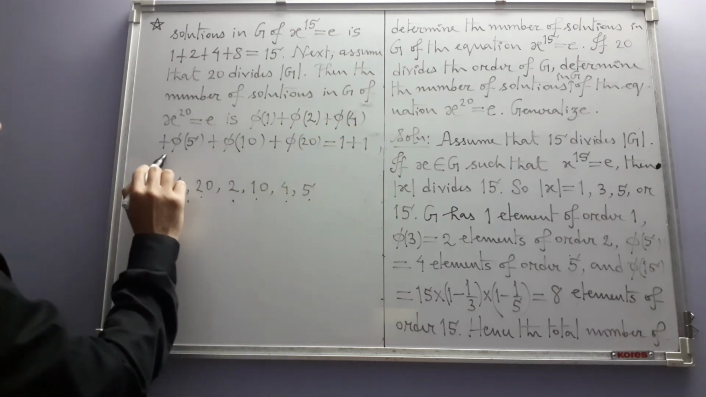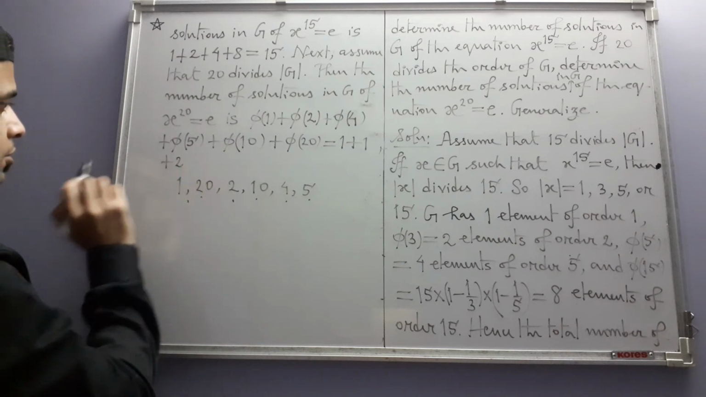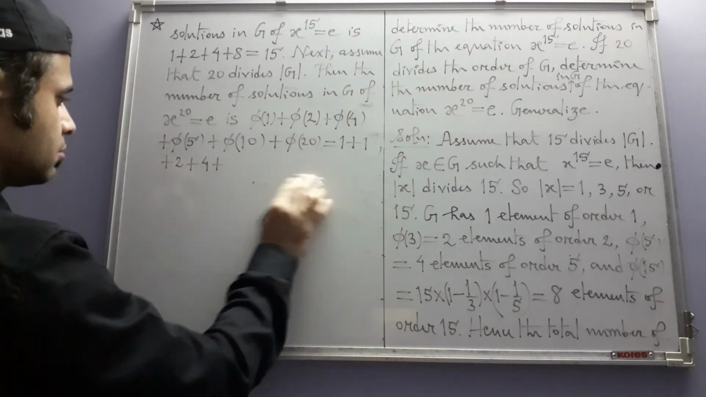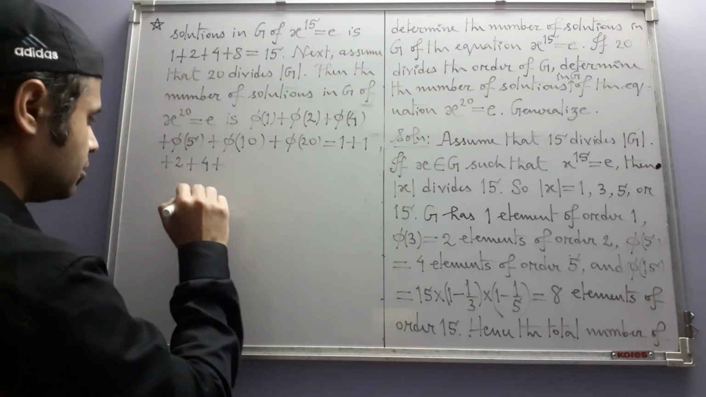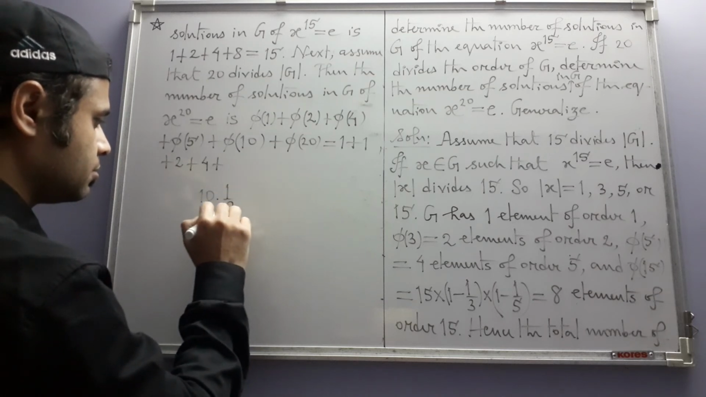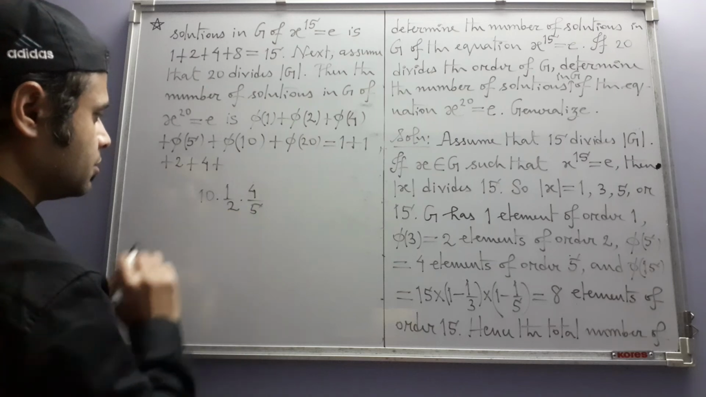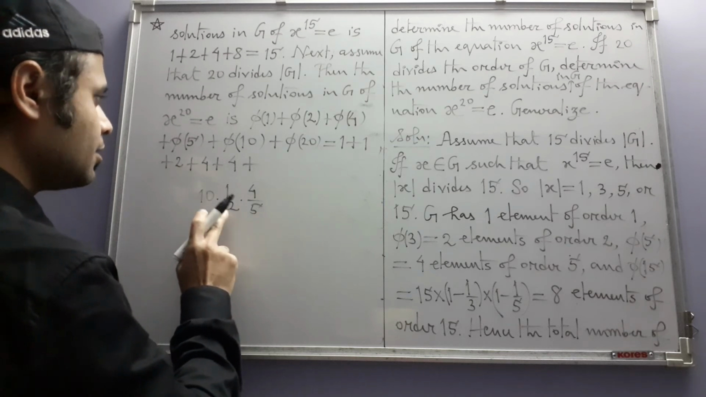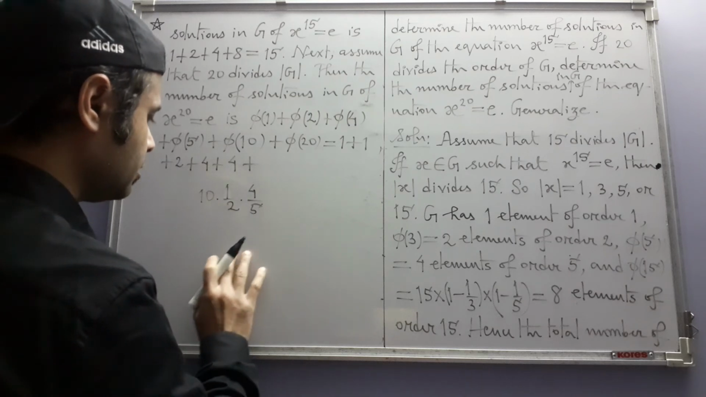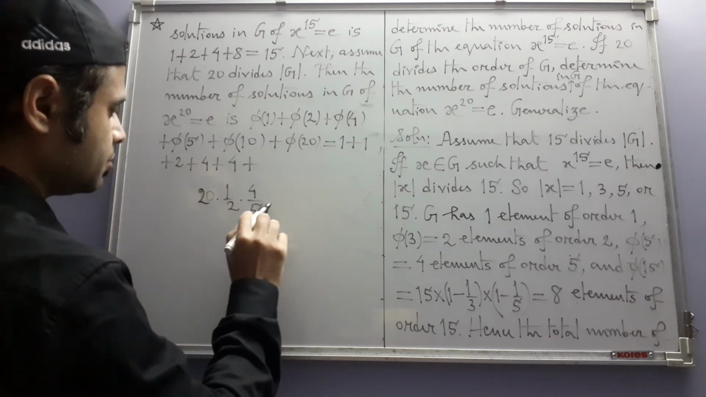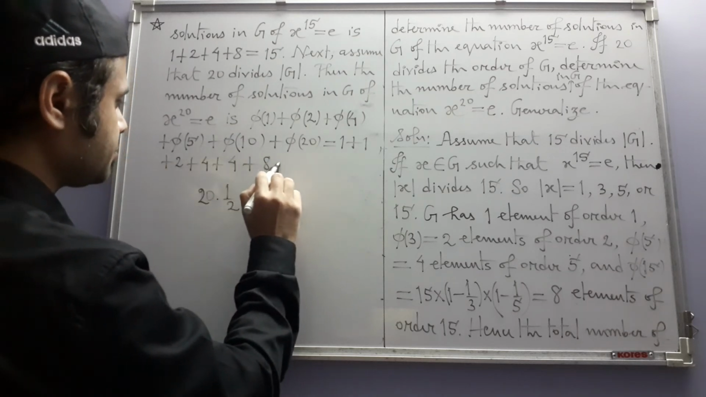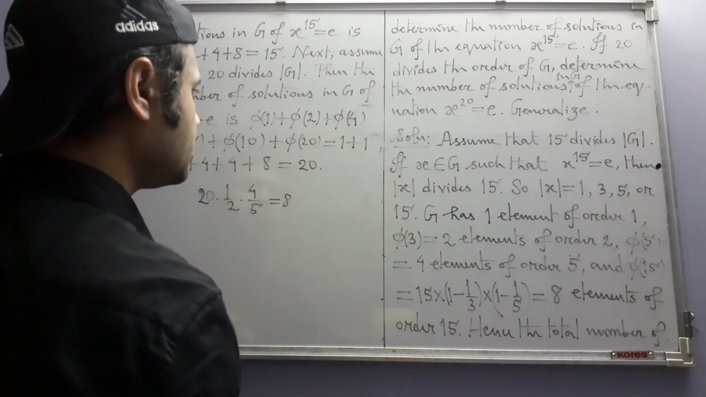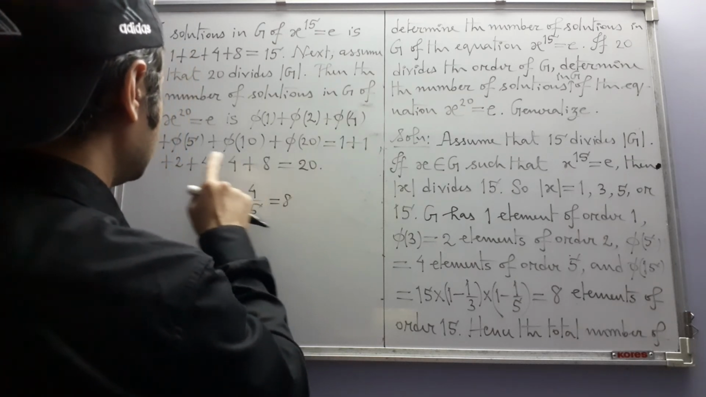One plus 1 plus 2 plus 4. What about 10? Phi of 10. 10 is 10 times 1 minus 1 by 2 times 1 minus 1 by 5. So this is also 4. What about 20? 20 also has these two prime factors, 2 and 5. So it will be 8. Is it correct? Yes.